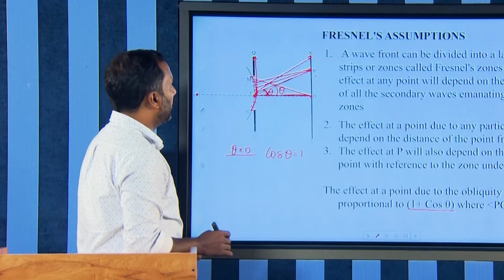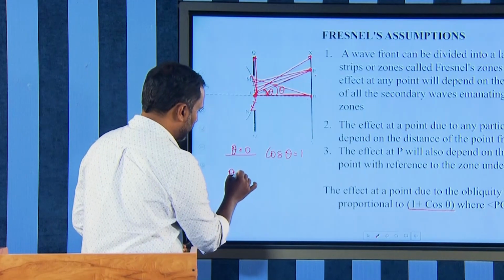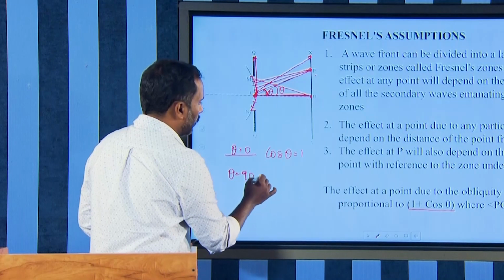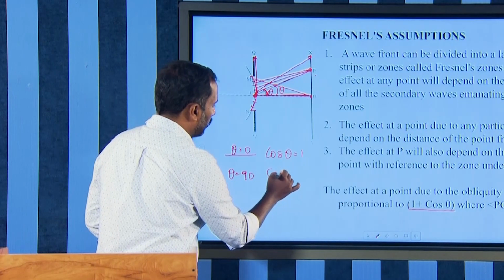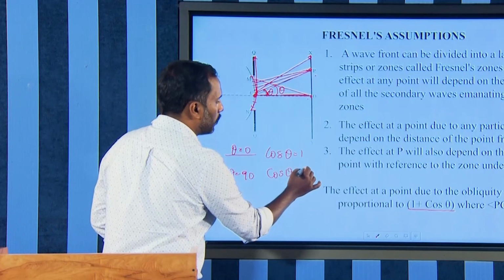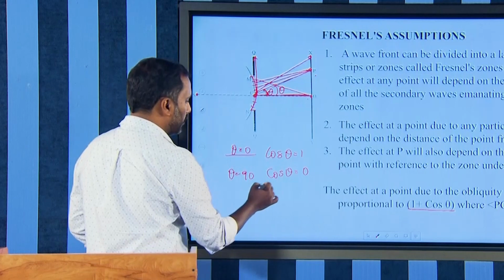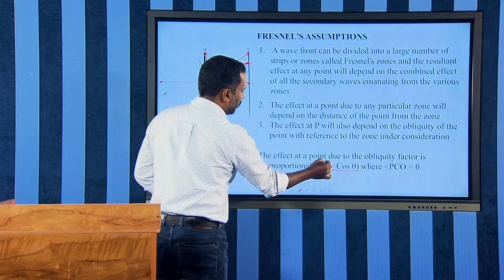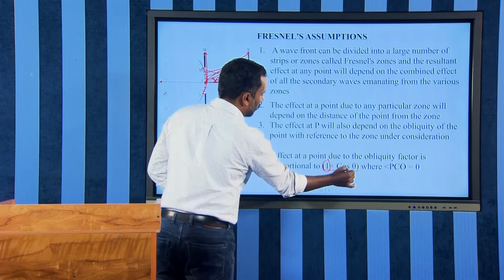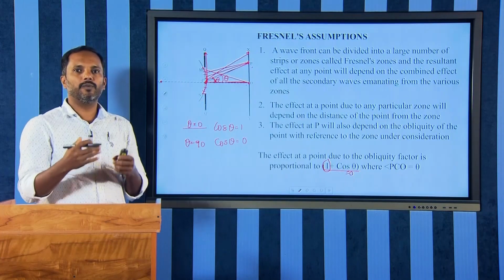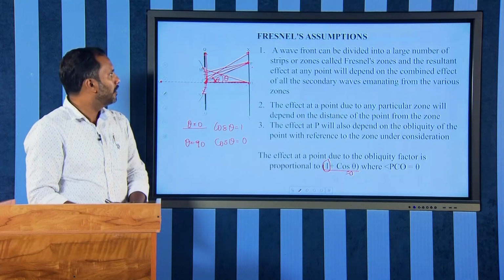So, in that direction theta is 90 degrees, then obviously cos theta is equal to 0, then 1 plus cos theta becomes 1. So, this is the only term, the other will be 0. So, that means the effect will be reduced by half.